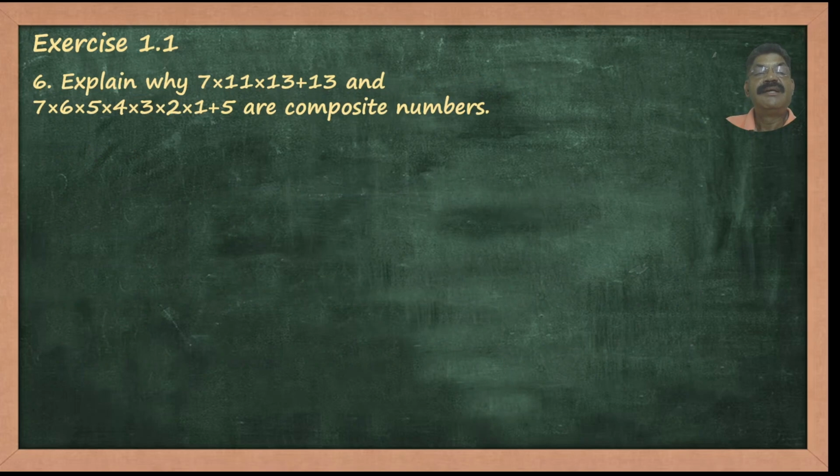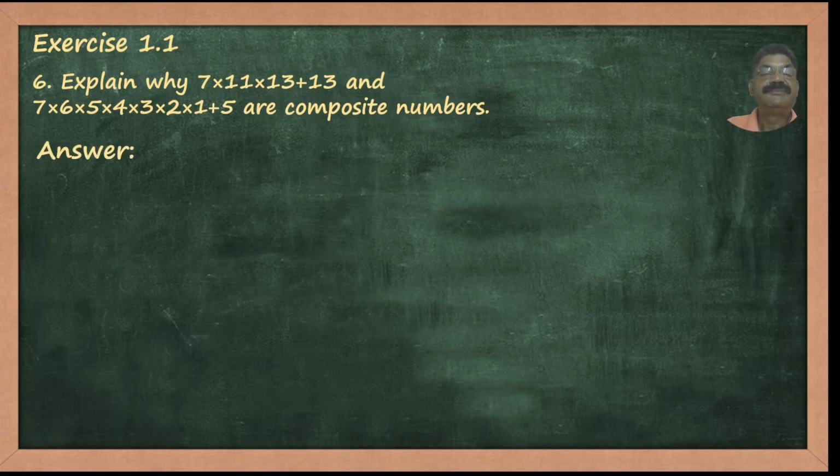Sixth problem. Explain why 7 into 11 into 13 plus 13, and 7 into 6 into 5 into 4 into 3 into 2 into 1 plus 5 are composite numbers. You remember the definition of composite numbers. It can be written as a product of smaller numbers.